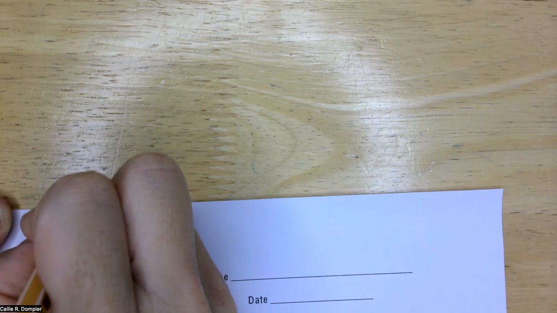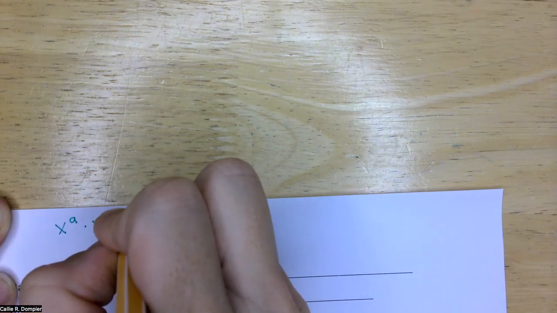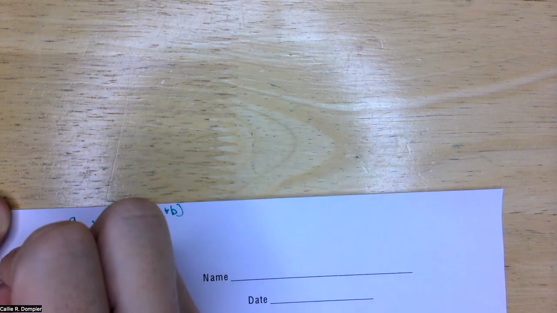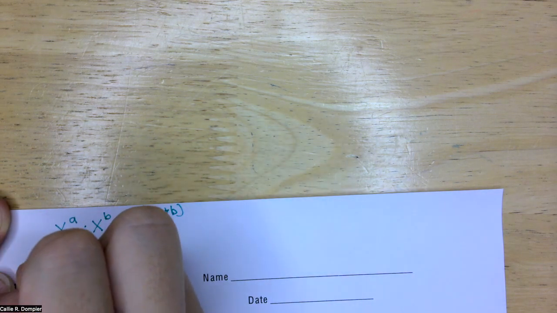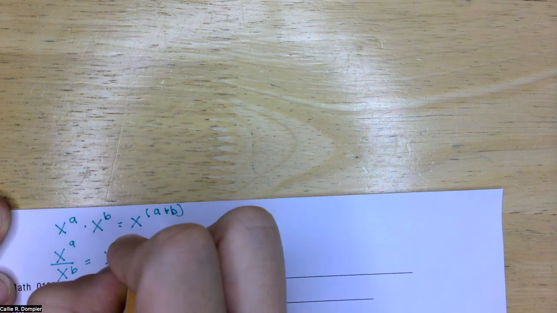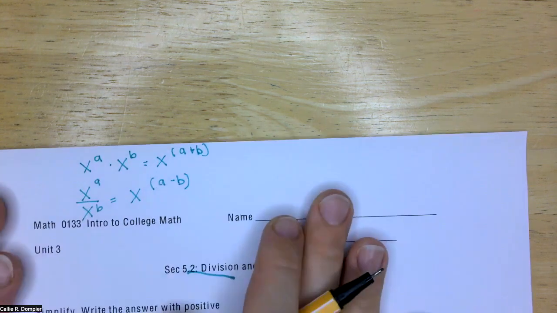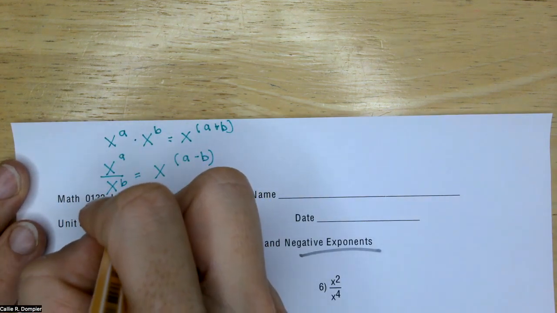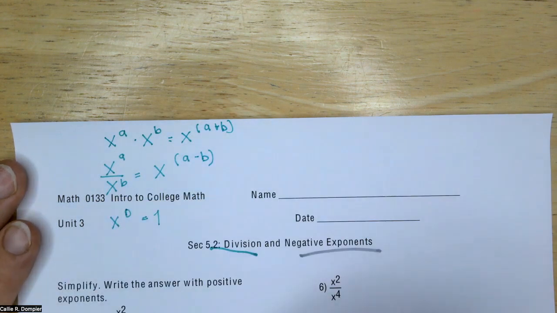X to the power of a times x to the power of b is x to the power of a plus b. X to the power of a divided by x to the power of b is x to the power of a minus b. Anything to the power of 1 or 0 is 1. What else do we talk about?